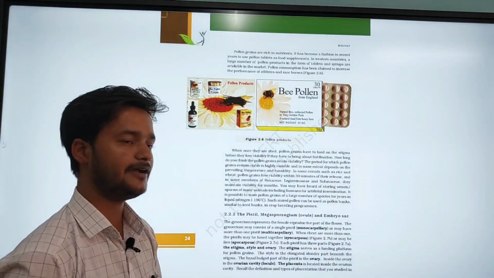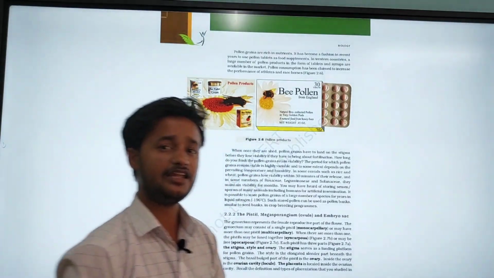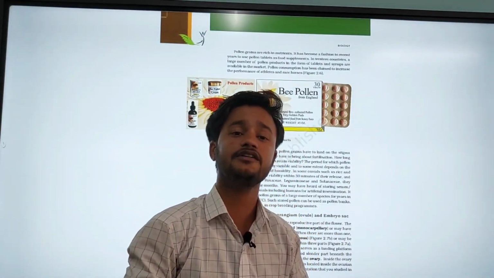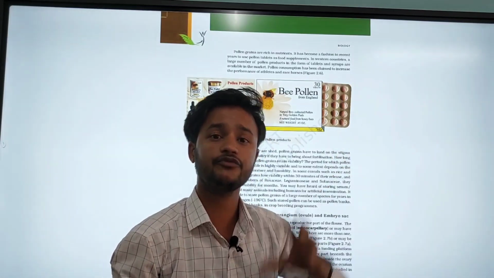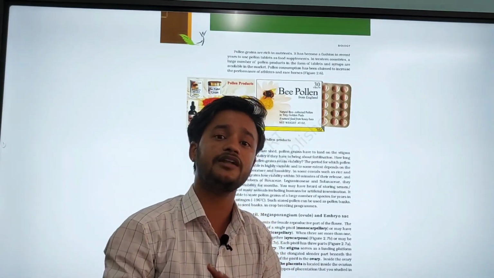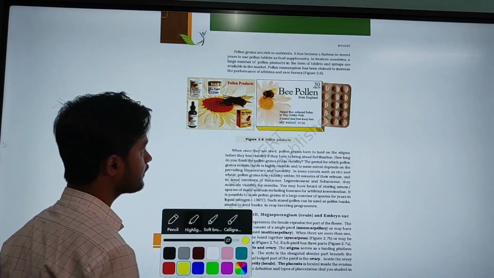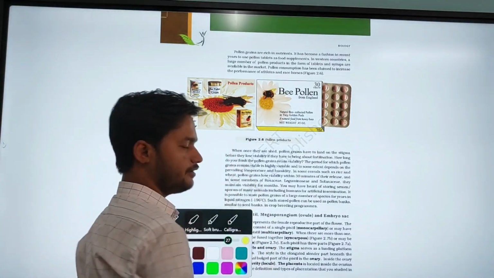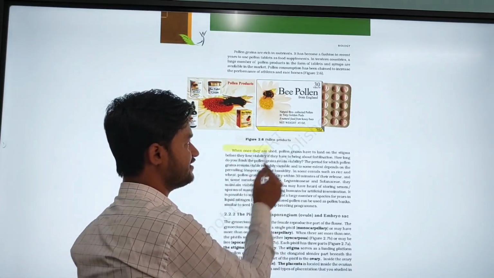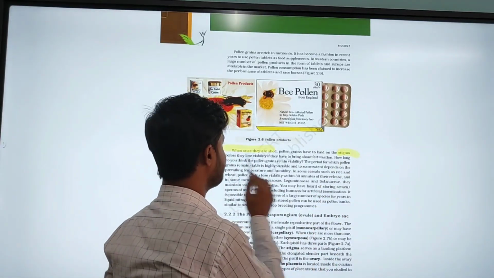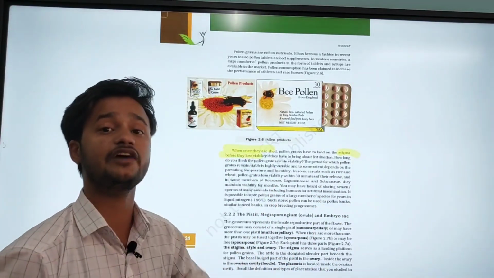Remember one thing: if the vegetative cell contains a dense amount of cytoplasm and reserve food material, the viability of the pollen grain is for a very long time. So when the pollen grains are released, they must reach the stigmatic surface before they lose their viability.